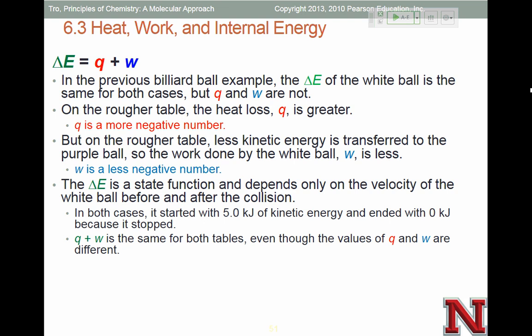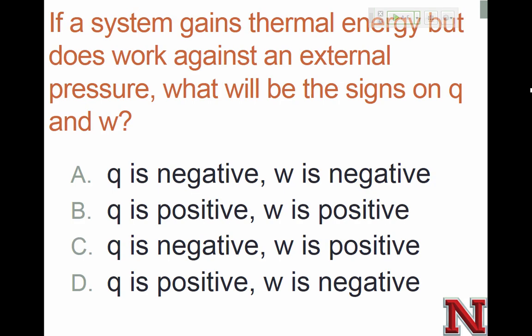Delta E is a state function. It depends only on the velocity of the white ball before and after collision. But Q and work are dependent on your system. So that's really important. Overall, delta E is the same for both tables, but the actual values of Q and W are different based on what the system is. So Q and W are not state functions. Delta E is a state function.